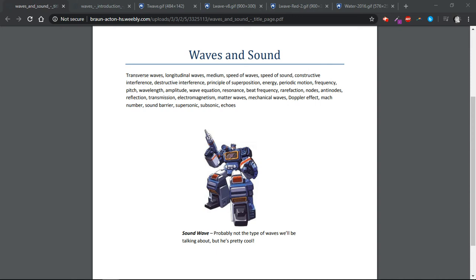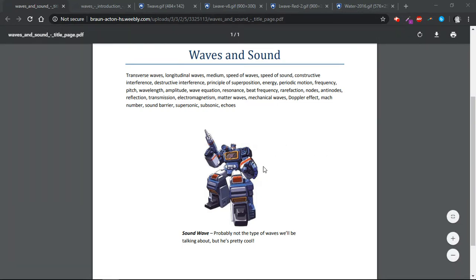Okay, so we're starting the unit on waves and sound. In this unit, you can see I've got Soundwave here, only the best Transformer ever. But you can debate that if you want. Anyways, this is the old school one where he was a tape deck and stuff like that, which is pretty cool. Used to have that as a kid.